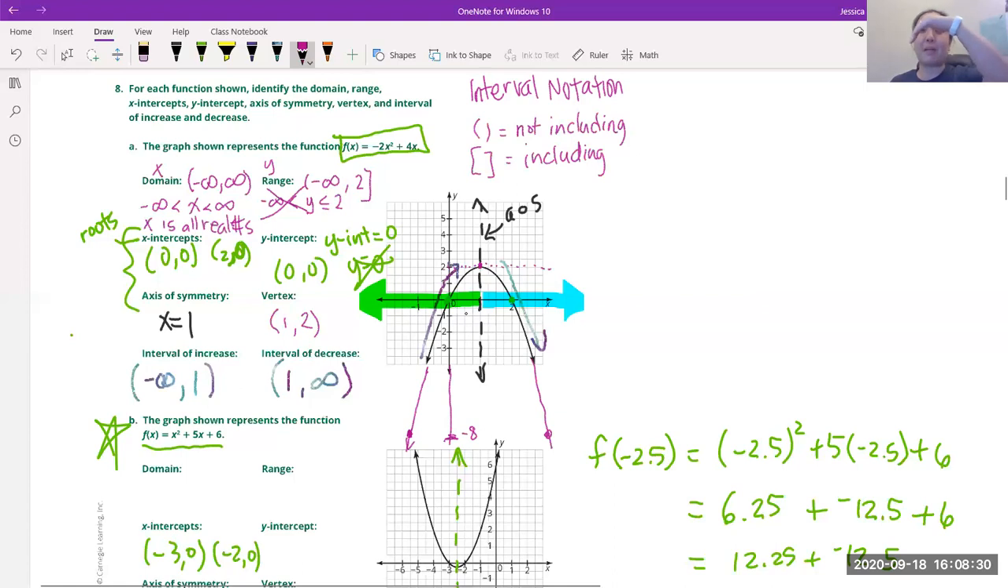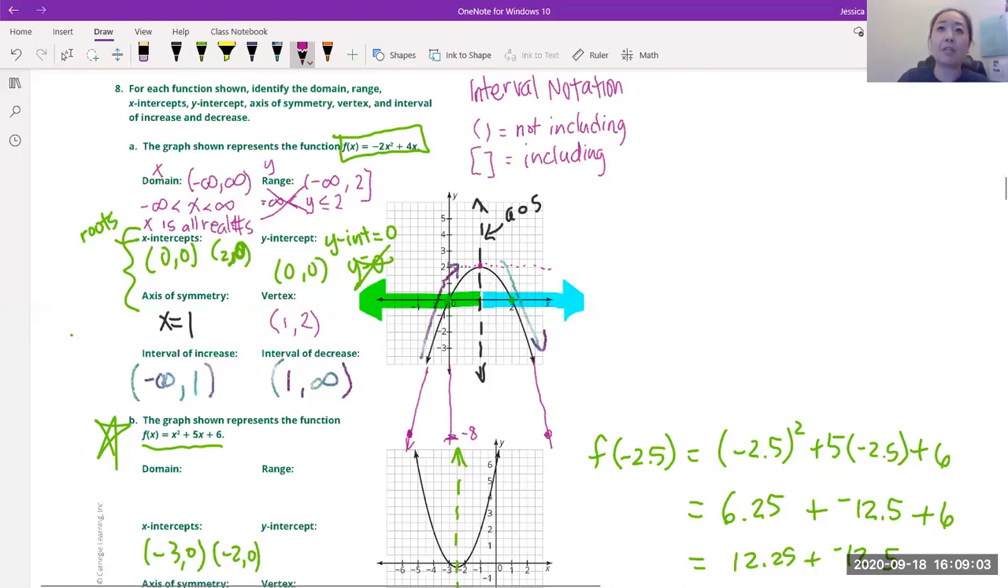And that cap is at 2. So it stops at 2. That's why the range is from negative infinity to 2. Can it be 2? Yeah, it could be 2, it just can't be above 2, because 2 is as high as it goes. That's why we call it the max. So we use the square bracket, because that means it's including 2. If we used the round bracket, that would mean it's not including 2, so it can't be 2. But we already know that it can be 2.